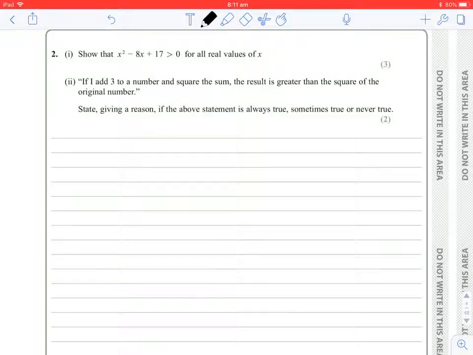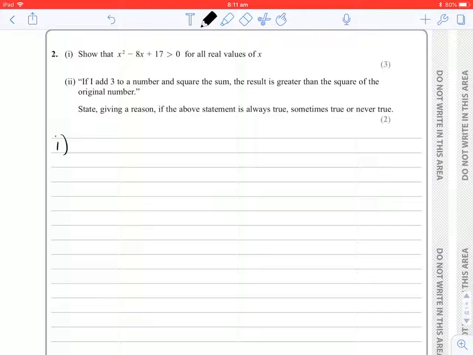Got the 2018 AS Pure Paper question 2 now. So for part 1, we're asked to show that x squared minus 8x add 17 is greater than 0 for all values of x. Now, there are several different ways you can go about this. The way that I'm going to do is by looking at the discriminant.